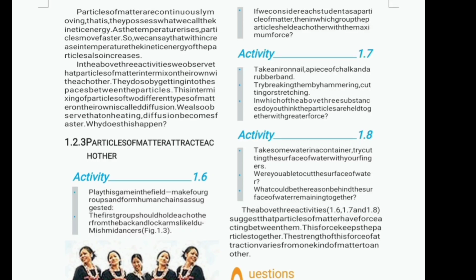Activity 1.8. Take some water in a container. Try cutting the surface of water with your fingers. Were you able to cut the surface of water? What could be the reason behind the surface of water remaining together? The above 3 activities, 1.6, 1.7 and 1.8, suggest that particles of matter have force acting between them. This force keeps the particles together. The strength of this force of attraction varies from one kind of matter to another.